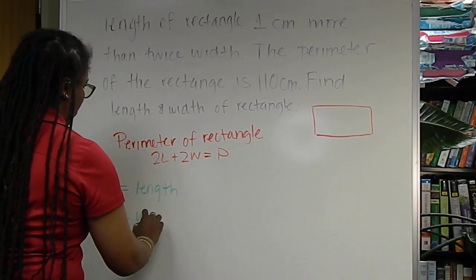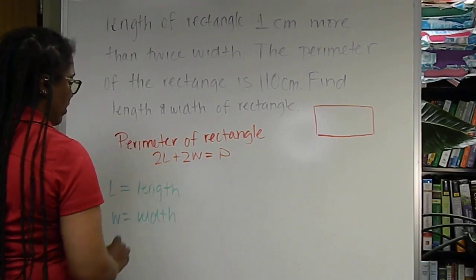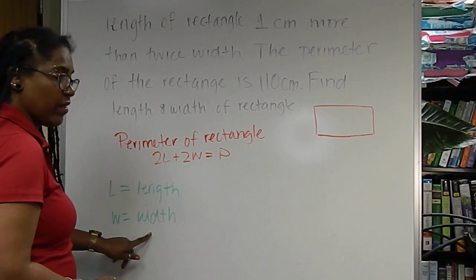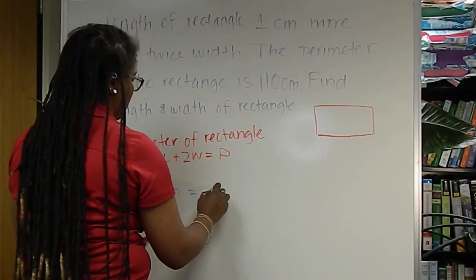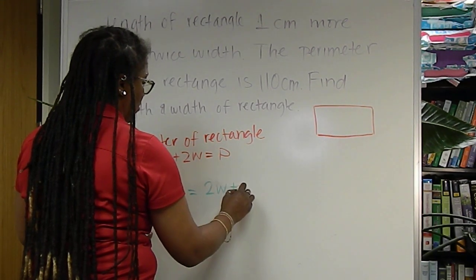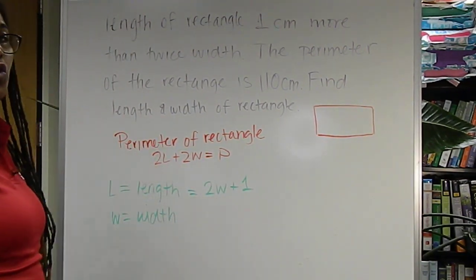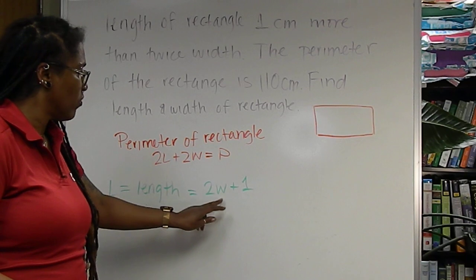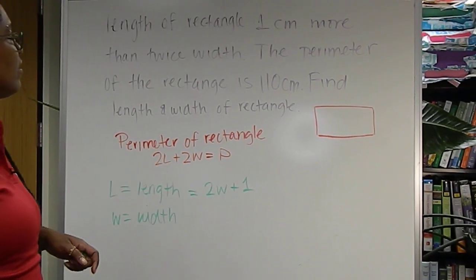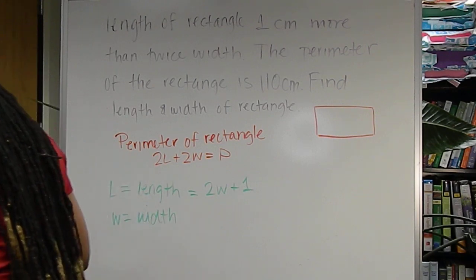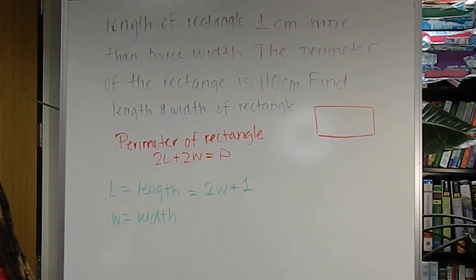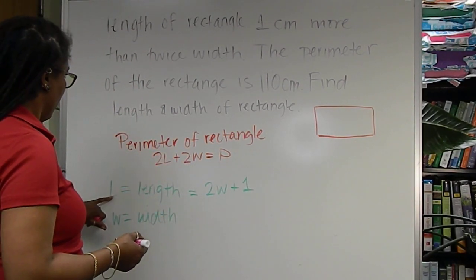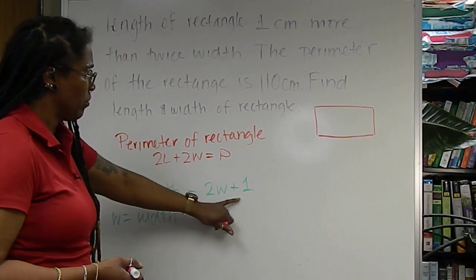W is the width, how wide it is. And so, the length is 1 more than twice the width. So that's going to equal, right? 1 more than twice the width. Twice the width plus 1. Okay? So we know L is equal to 2W plus 1.